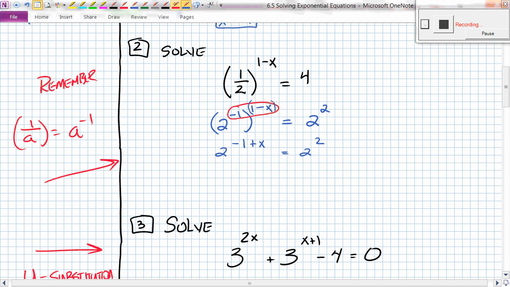You guys with me? Cool. All right, great. Now, are the bases the same? The bases are the same. So that means I can have negative 1 plus x is equal to 2. So x has to be 3. Which does work. When you take the 3 and you plug it right back in, it does work out.